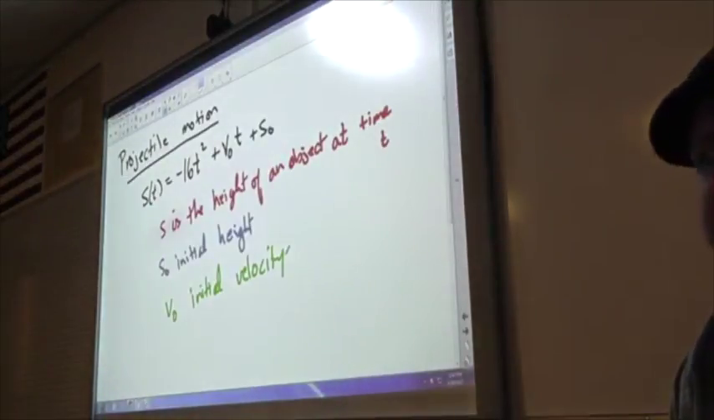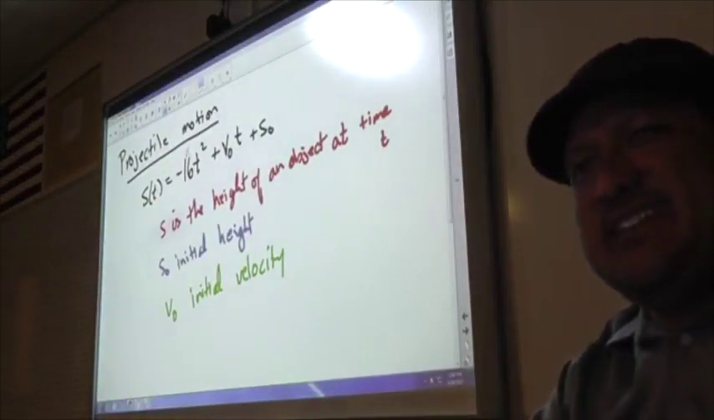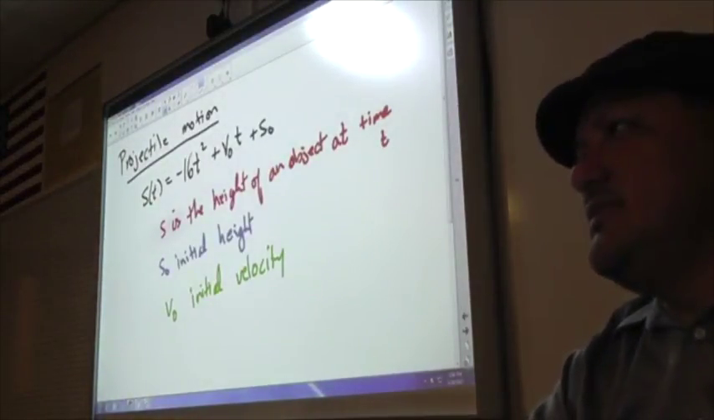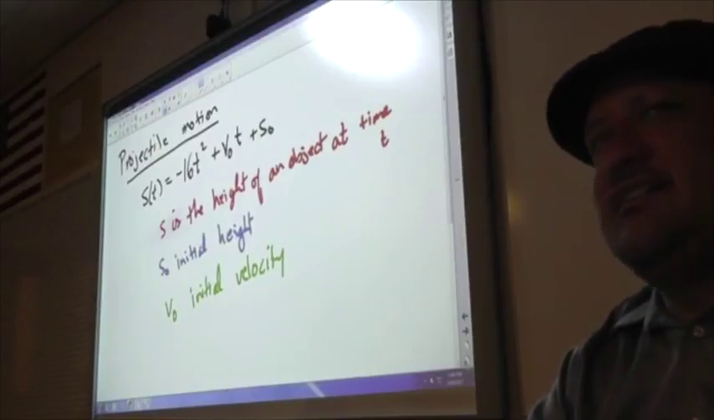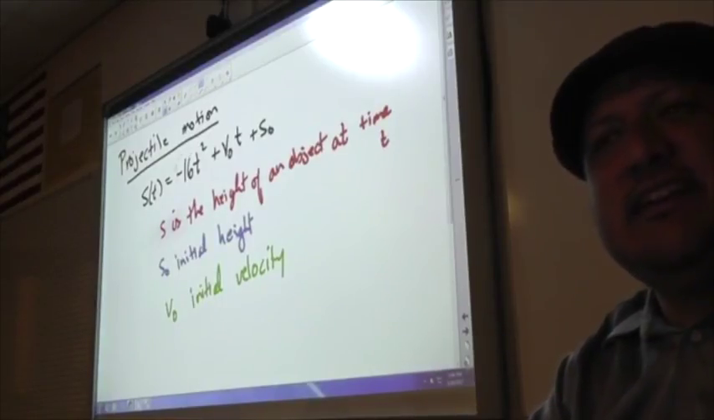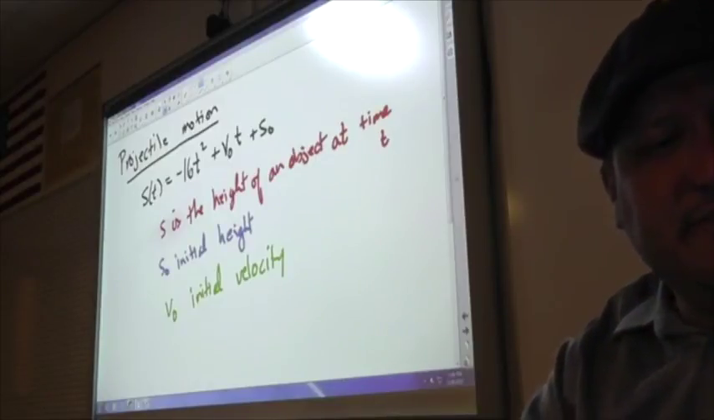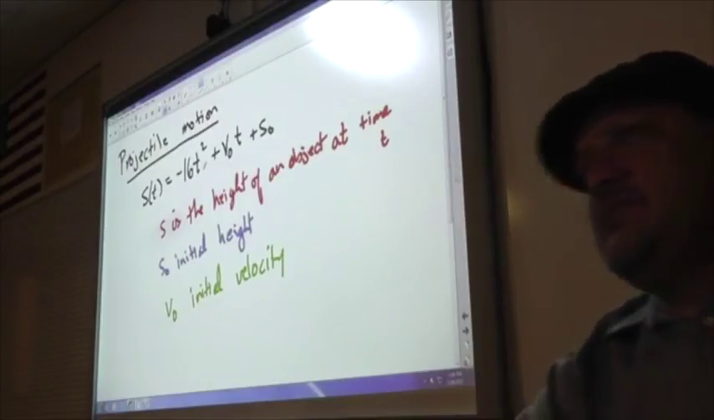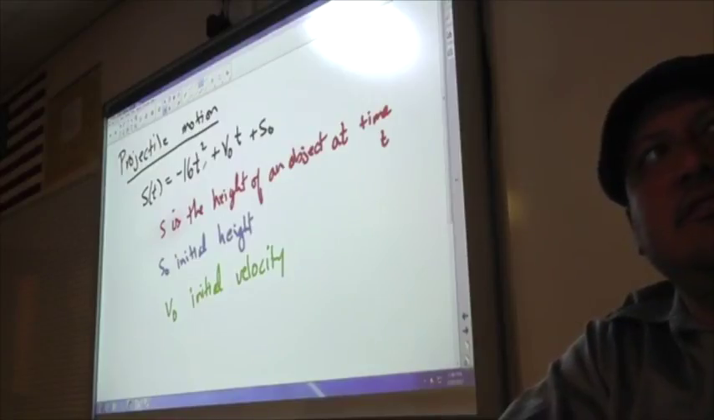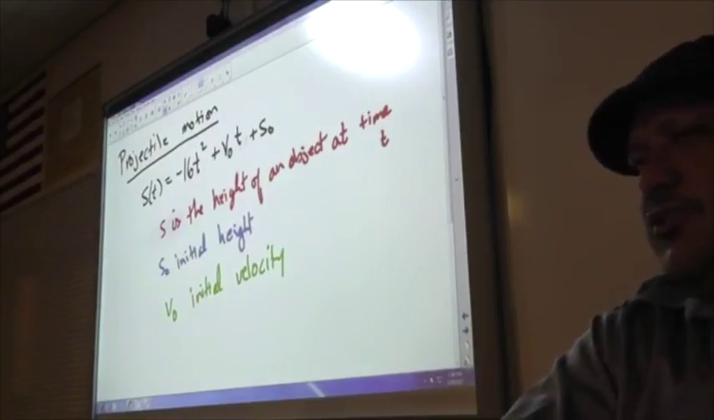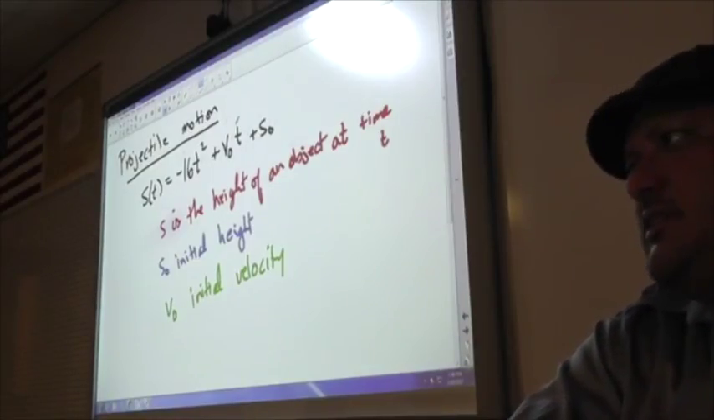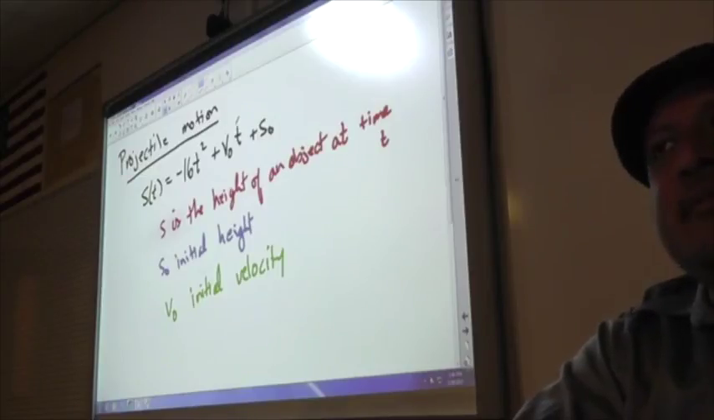Or whatever it is. The question is, where does this negative 16 come from? Why negative 16? So this is in feet. In meters, it's 9.8. But anything that you throw pretty much follows this equation pretty darn accurately.